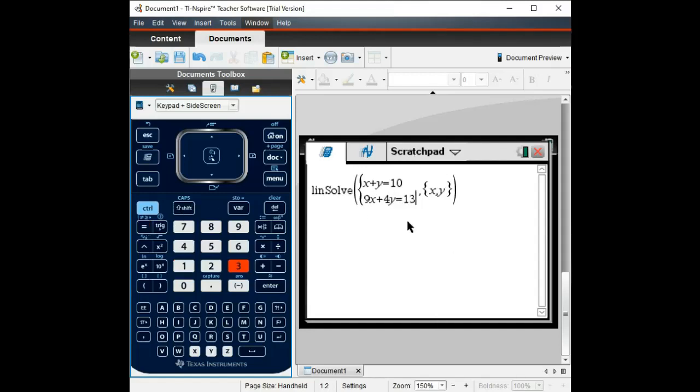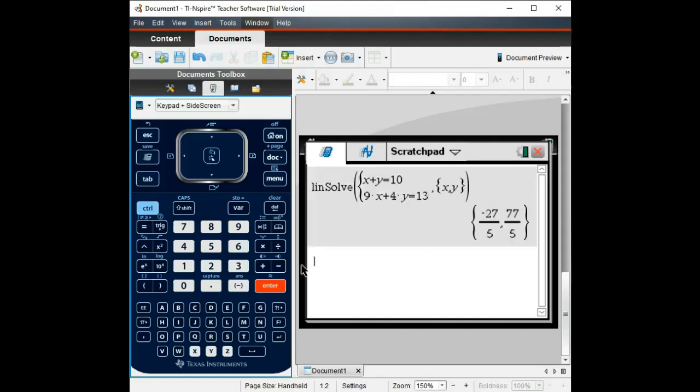Now that I got them in there, I'm going to hit enter. And it solves it for me. Notice it says x and y. So it's actually going to give me the x and y value for the point that both of these graphs intersect at. And notice it says negative 27 over 5. Now that doesn't tell me what point it is, right? It doesn't give me a decimal value. It gives me a fractional value. But I can convert that.